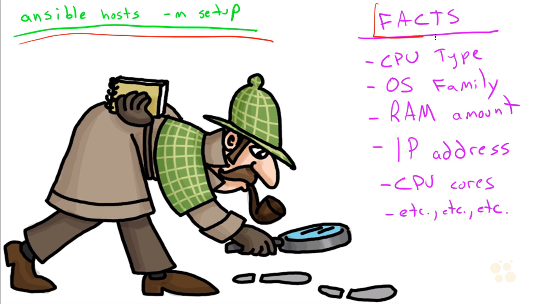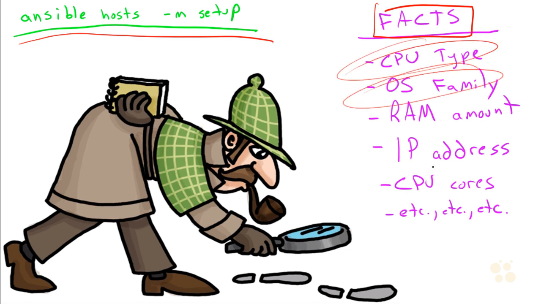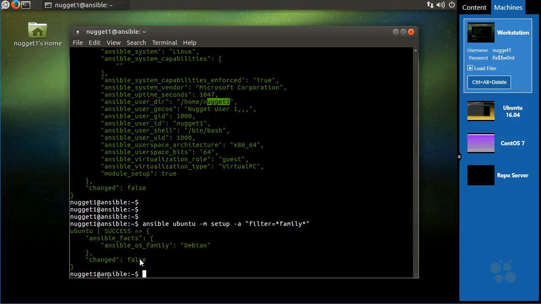Again, a fact is just a specific kind of variable. It's one that's been defined during the processing of the playbook. It determines or it gathers those facts. And you can do things like CPU type, OS family, which is what we looked at, and it says Debian, RAM amount, IP address. All of those things are available for you to manipulate inside of a playbook. And how do you reference those? Well, you reference them the same exact way you would reference any other. So this is the name of ansible_os_family.